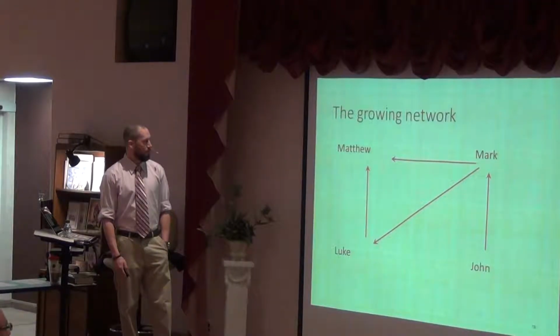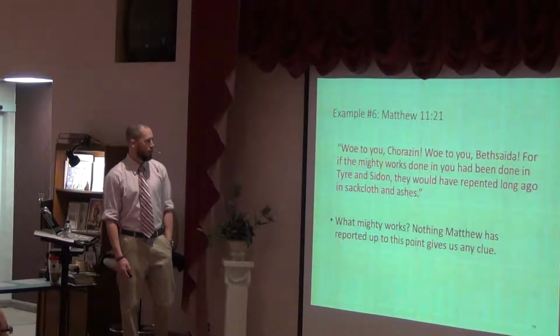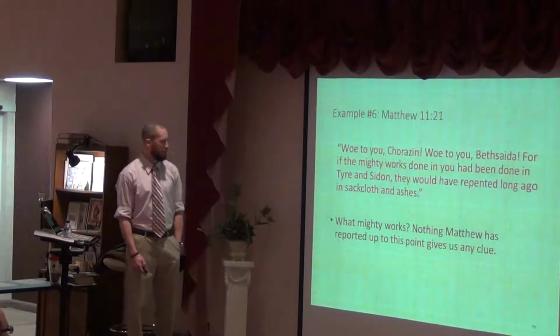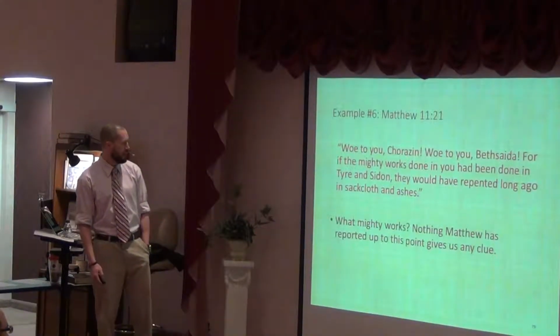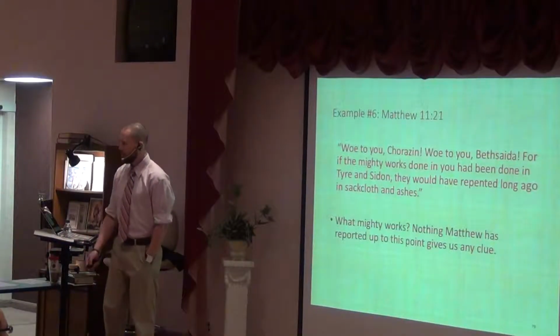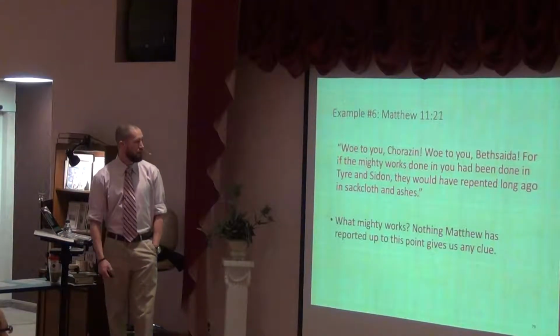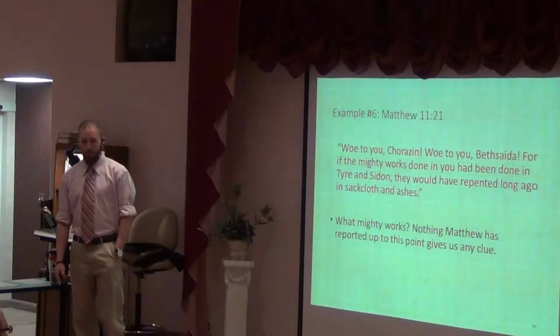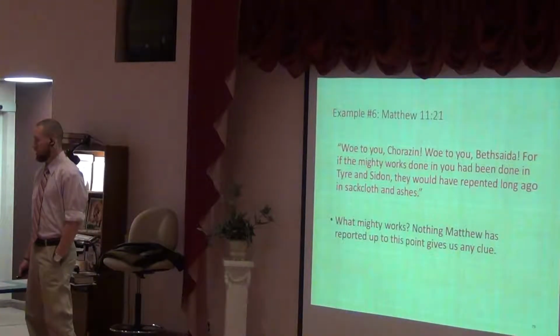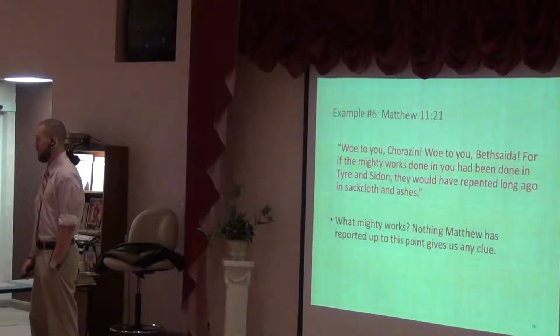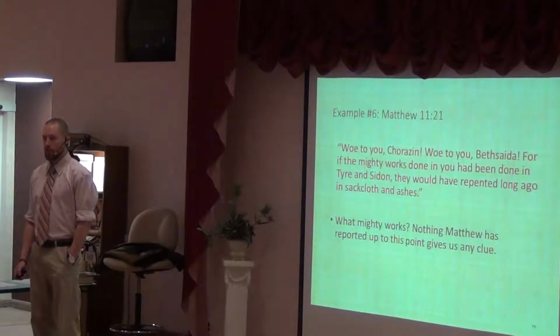So we're growing. Matthew 11:21: "Woe to you, Chorazin! Woe to you, Bethsaida! For if the mighty works done in you had been done in Tyre and Sidon, they would have repented long ago in sackcloth and ashes." What mighty works? When you read Matthew, at Matthew chapter 11, you know nothing of any mighty works Jesus does in these two towns. So why is it that Jesus can then condemn these towns?